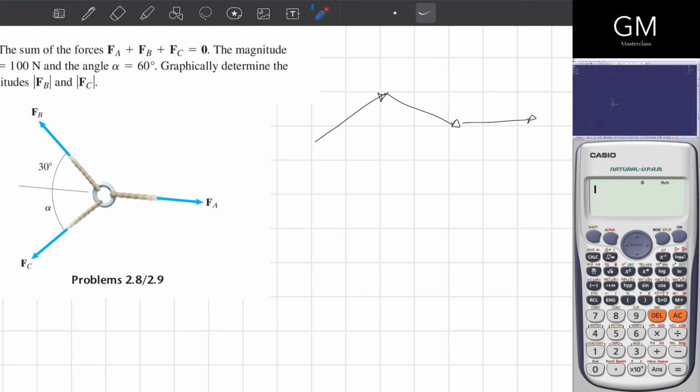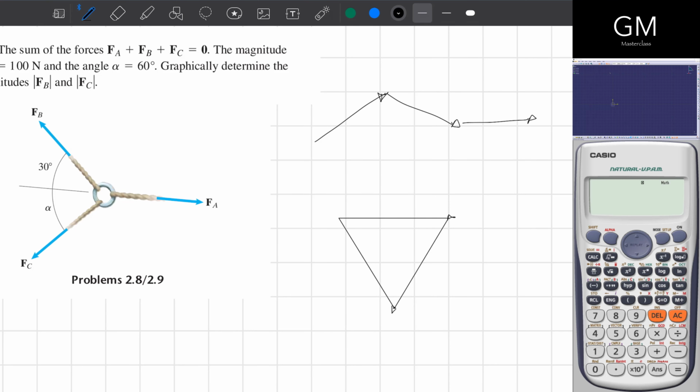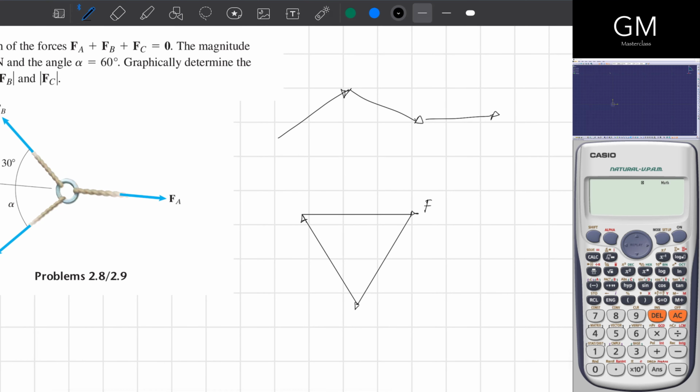So when they tell me that the summatory is equal to 0, then what is created right here is a closed shape. Okay, sorry, this is not a straight line. Because I have right here Fa, right here I have Fb, and right here I have Fc. As you can see, I cannot create a resultant vector since these three vectors are connected with each other. So this is equal to 0.